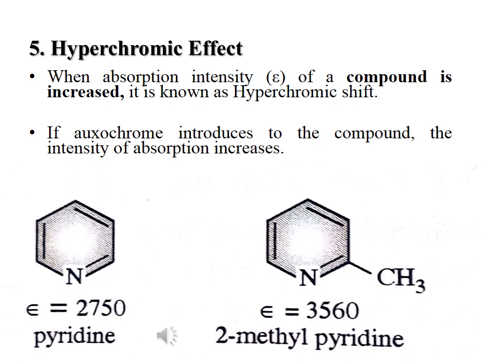If in pyridine there is an addition of methyl, which is working as an auxochrome, the intensity changes to 3560. So again, the hyperchromic effect is also due to the addition of solvent or the presence of an auxochrome.